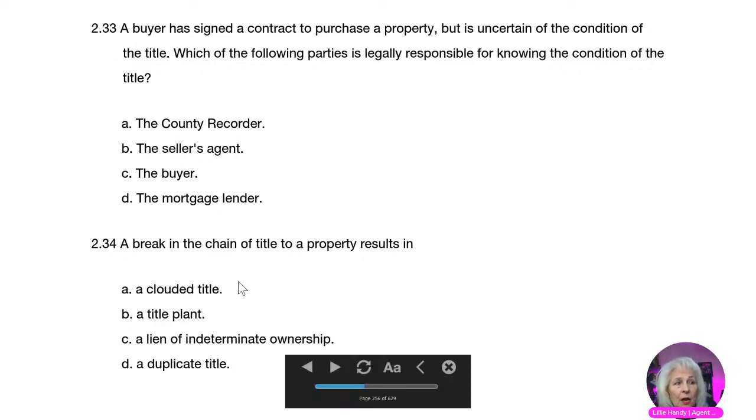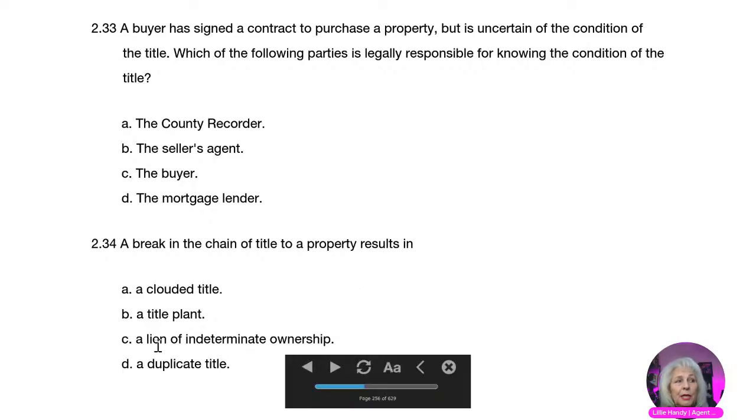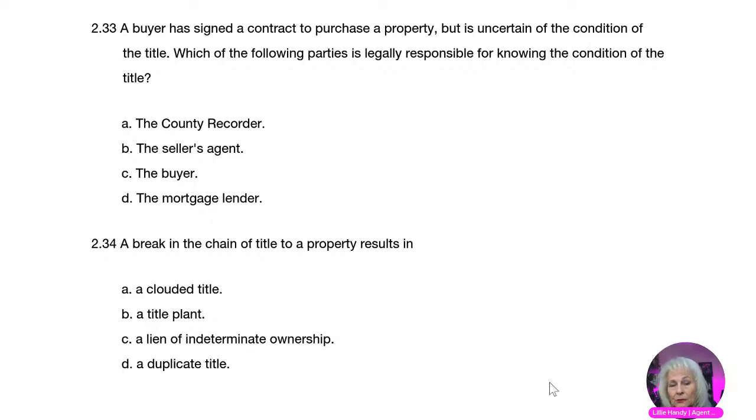All of these are vocabulary: clouded title, indeterminate ownership, a lien, a duplicate title. So for that reason, I stress studying vocabulary every single day. The answer here is 34A. It becomes a clouded title because there was a break in the chain of title.